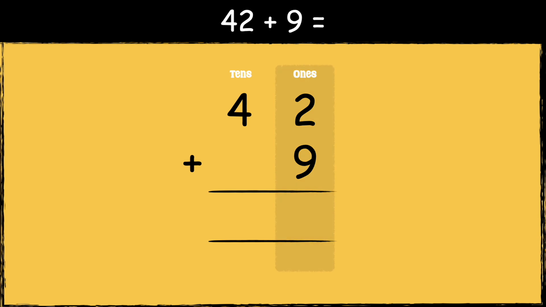So we start with the ones. 2 add 9 equals 11. We carry the 10 below in the tens column. Now we need to add the digits in the tens column, not forgetting about the 10 that we carried over. 4 add 1 is 5. So the answer is 51.